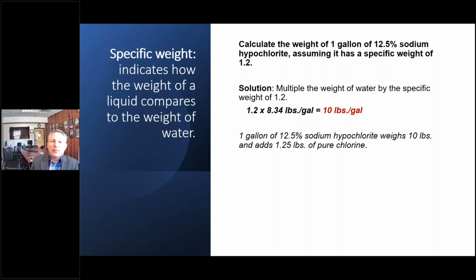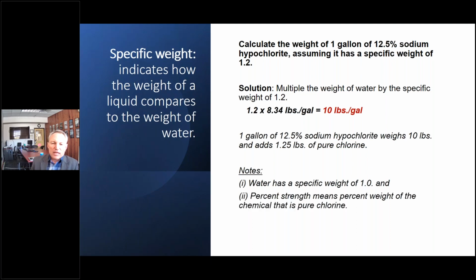Also consider the percent strength is a percent by weight. So percent strength means 12.5% of the weight is pure chlorine. So we can also conclude if we take 10 pounds and take 12.5% of it, that means we have 1.25 pounds of pure chlorine in every gallon of this sodium hypochlorite. And just to refresh our memory, water has a specific weight of 1.0, and the percent strength means the percent weight of the chemical that represents the pure chlorine portion.